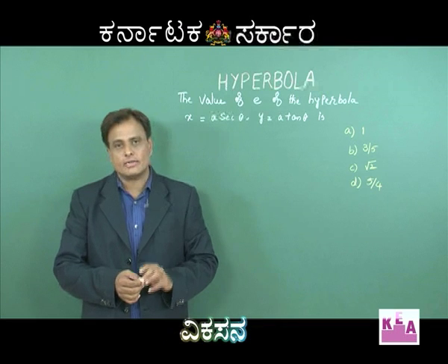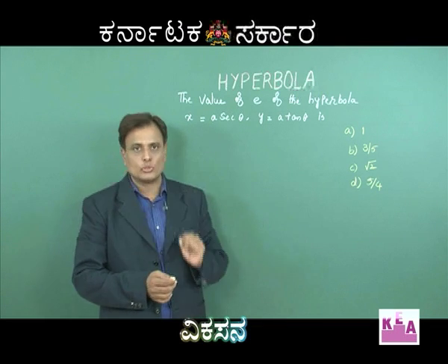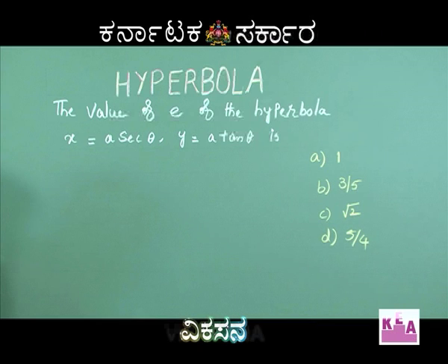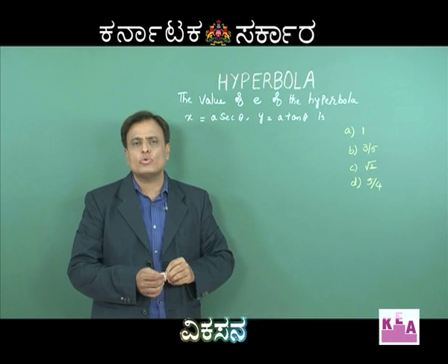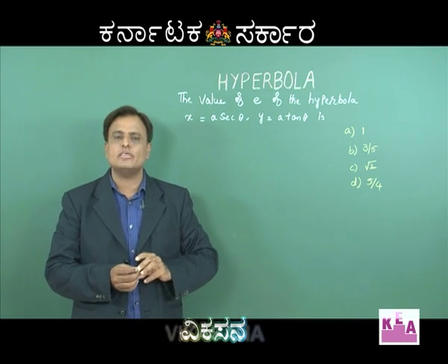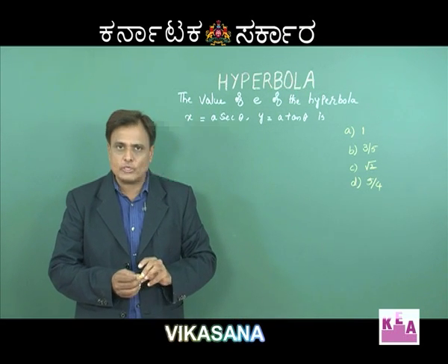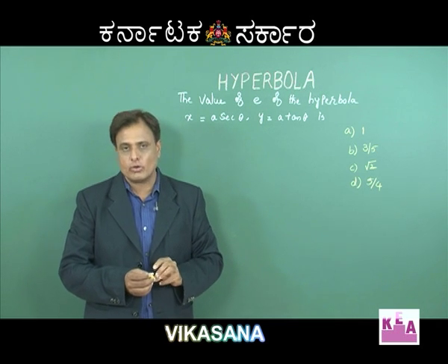Dear students, here is another example on hyperbola. Read the question. The value of e, that is the eccentricity of the hyperbola x is equal to a sec theta, y is equal to a tan theta, is: option A is 1, option B 3 by 5, option C root 2, option D 5 by 4. Straight away one option can be ruled out, option B will be ruled out, 3 by 5 is less than 1. As we know, for a hyperbola eccentricity will always be greater than 1.